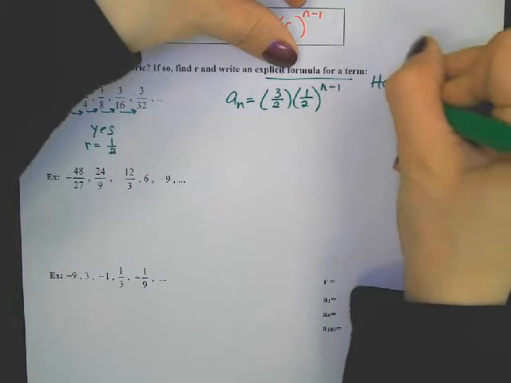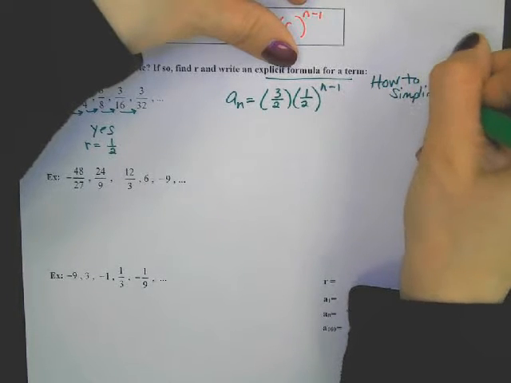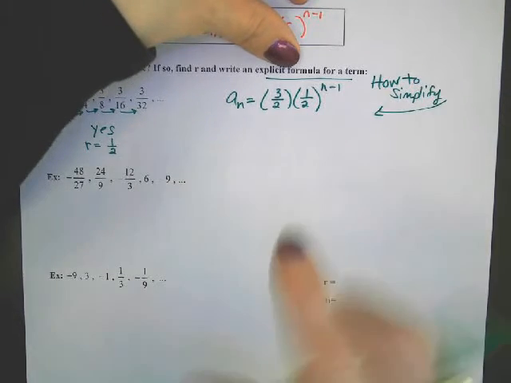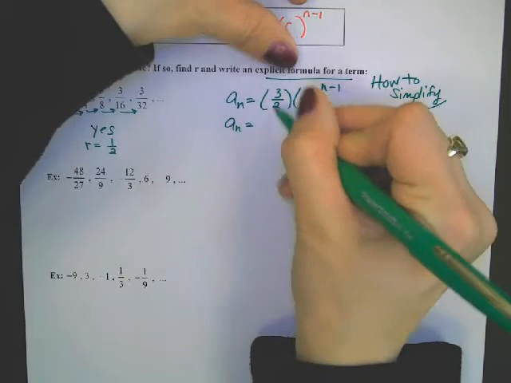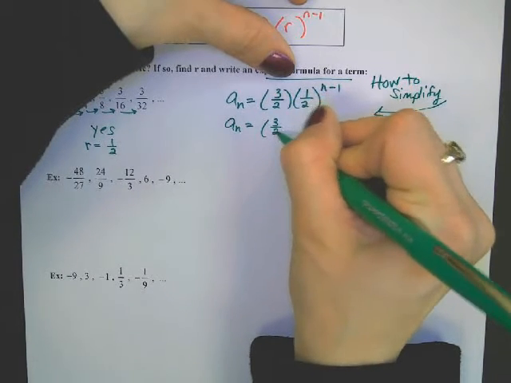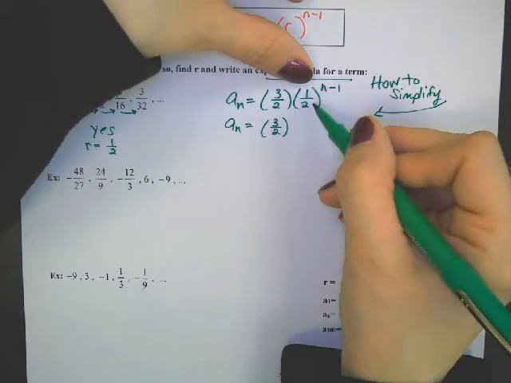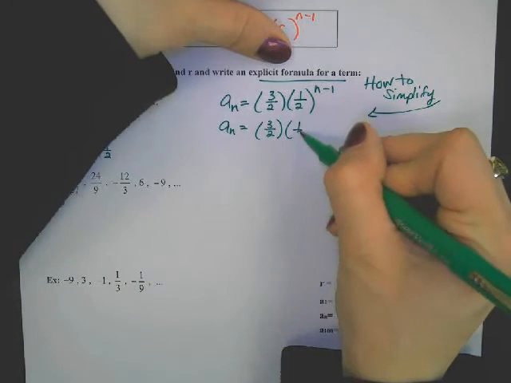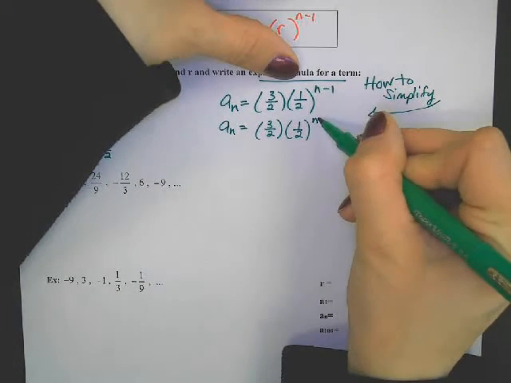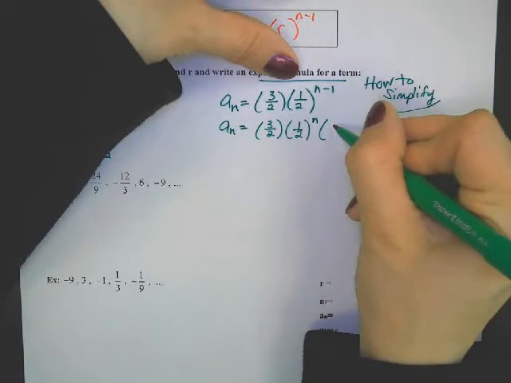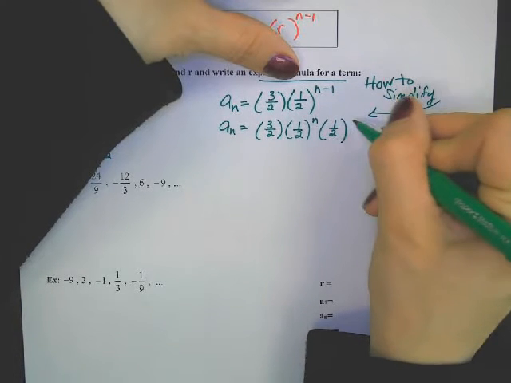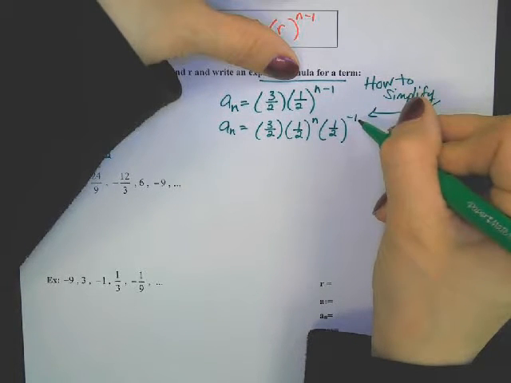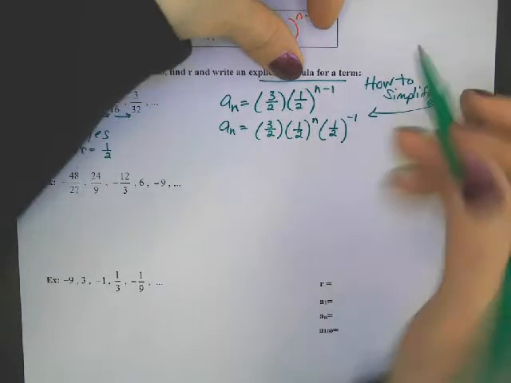How to simplify. Okay, how to simplify. We're going to write the formula. 3 halves is just a number. Now 1 half, I'm going to give him the power of n. And I'm going to write it again, 1 half to the power of negative 1. Now that may seem a little weird.